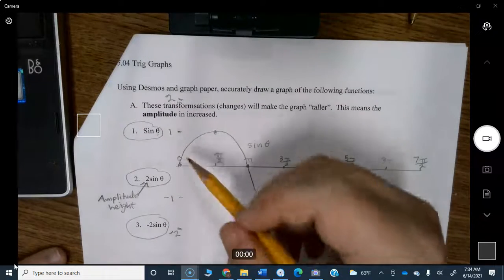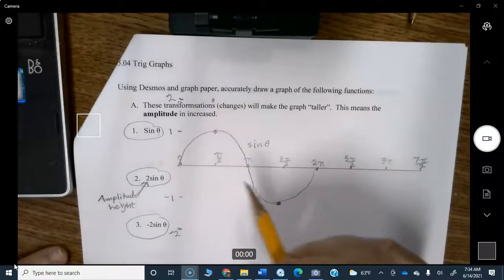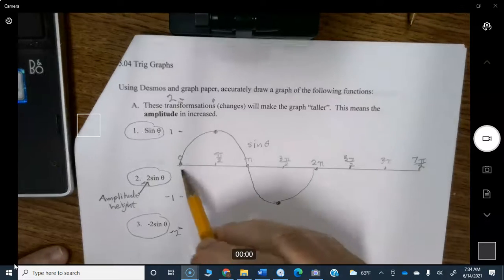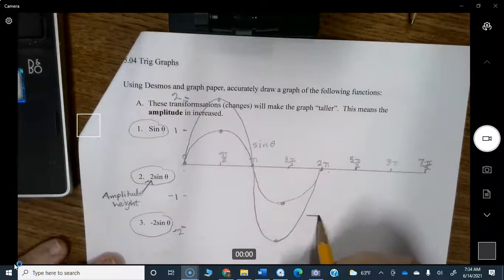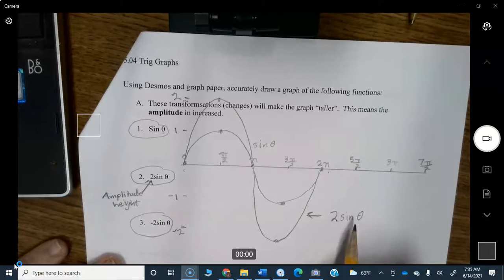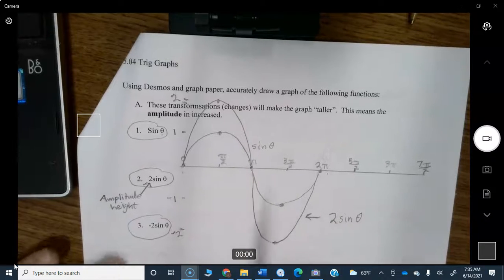Okay? So this one is going to look just the same, except it's taller. The wave is taller, and it's also taller on the low end. It's going to go lower. Okay? All of these 3 points are going to stay the same. So it's going to look like, okay, and this one is 2 sine theta. So the number out in front of the sine makes the wave taller. It still crosses the x-axis at the same points, but it's a taller wave, okay?